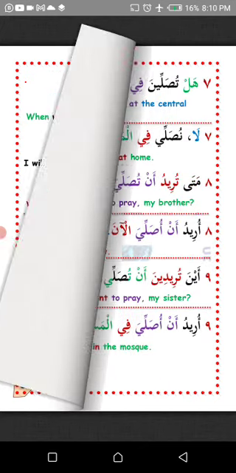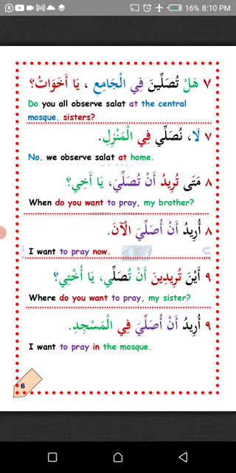MashaAllah. سبعة, number seven. هل تصلين في الجامع يا أخوات؟ Do you all observe Salat at the central mosque? يا أخوات, sisters, talking to a group of female persons. هل تصلين في الجامع؟ Do you all observe Salat at the central mosque?